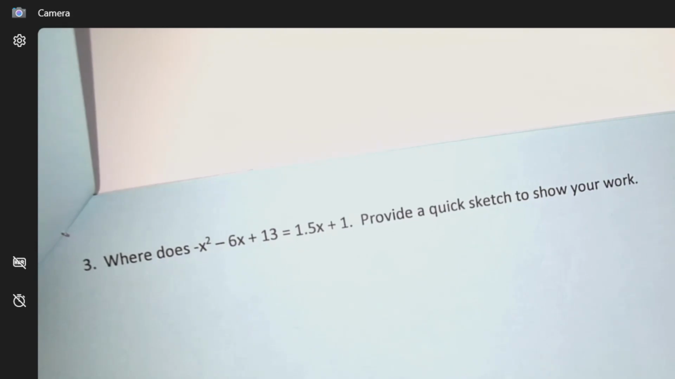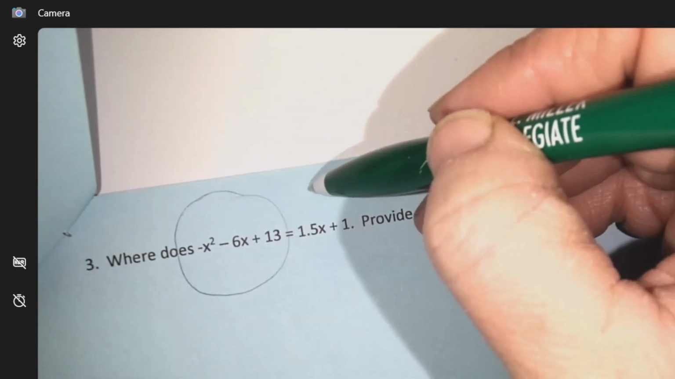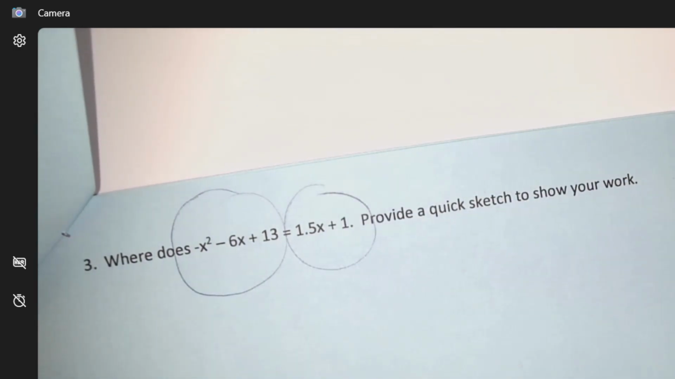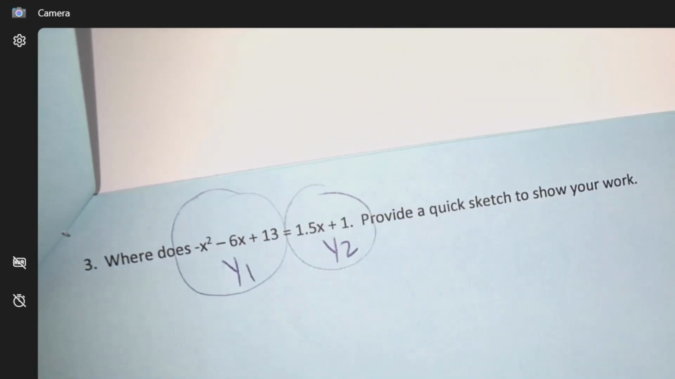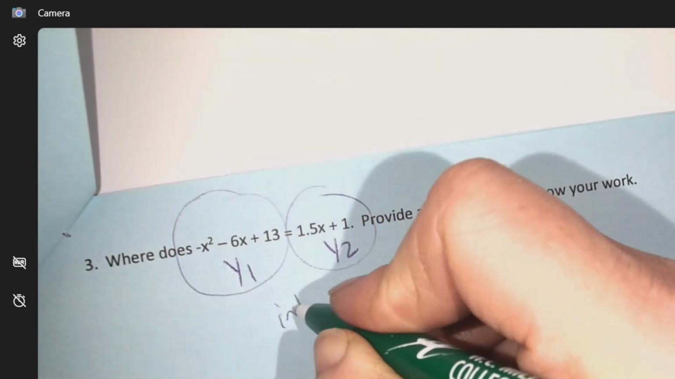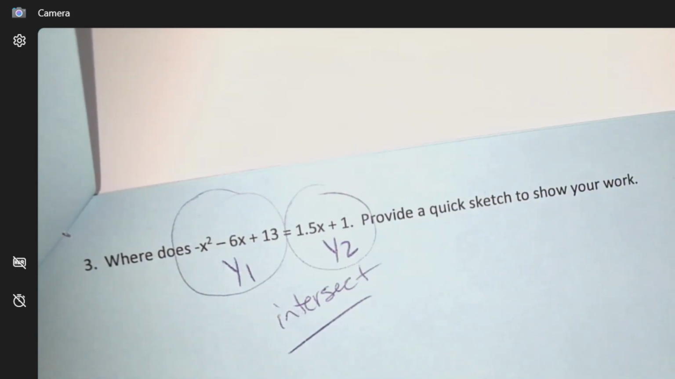Where does this equation equal this equation? What would you do to solve this? Where does this equal that? You would do a y1, y2 and an intersection, right? So that's your strategy. Where does things equal? Type them both in, let your calculator do everything for you.